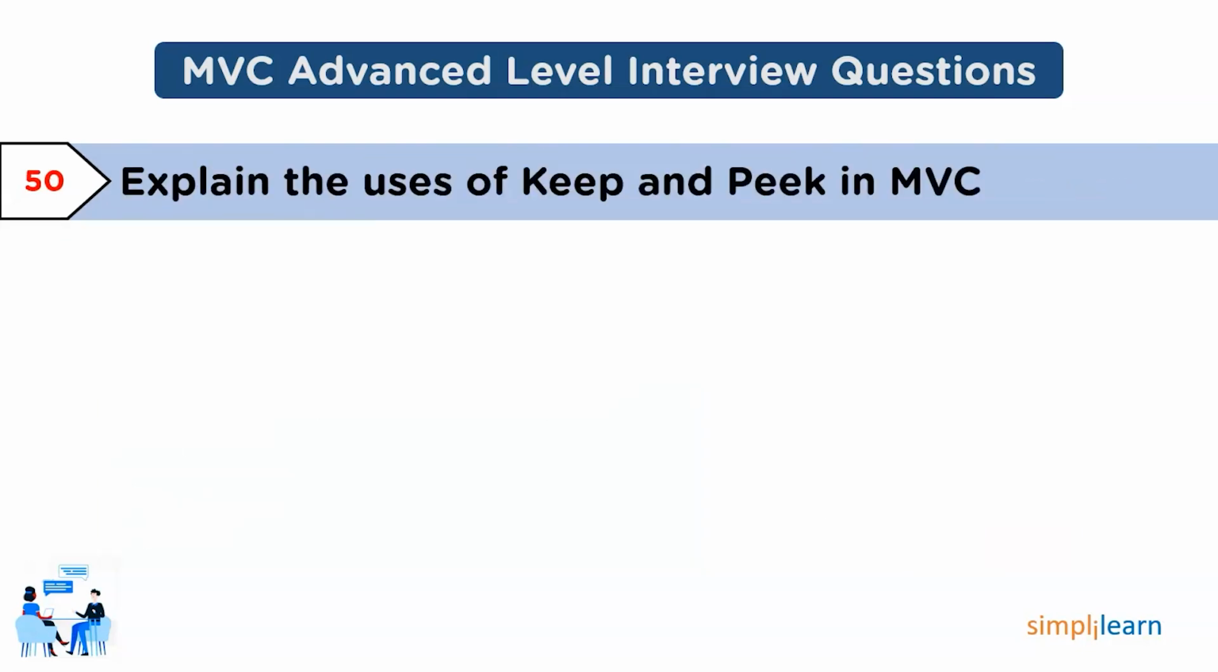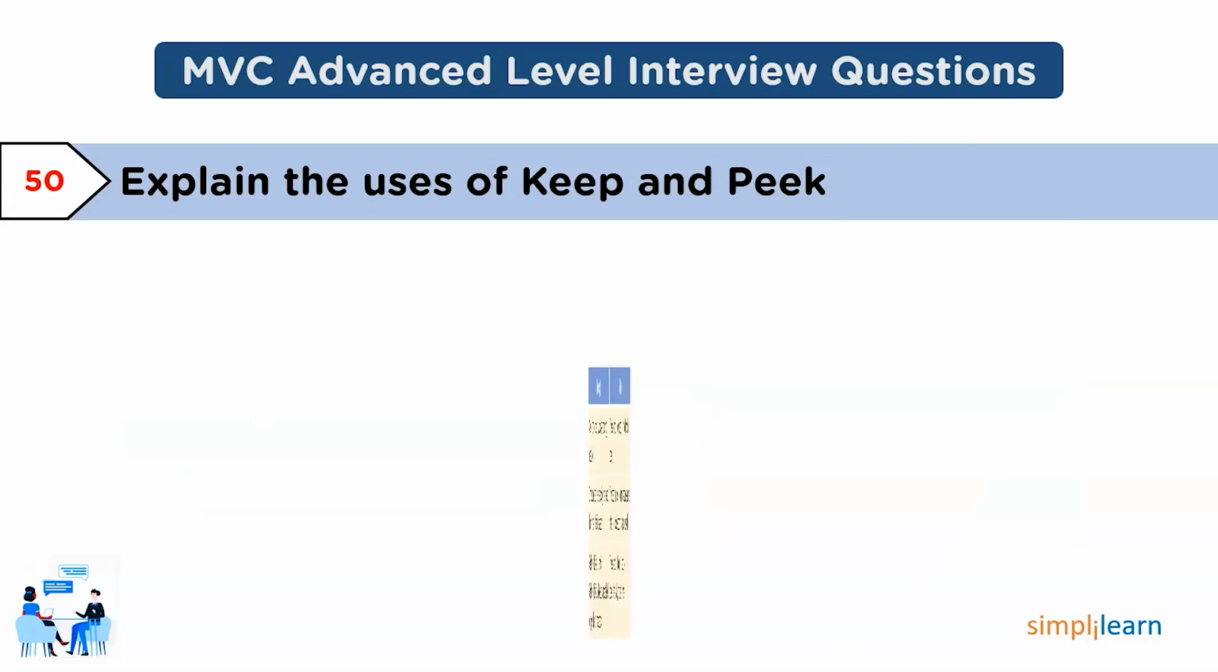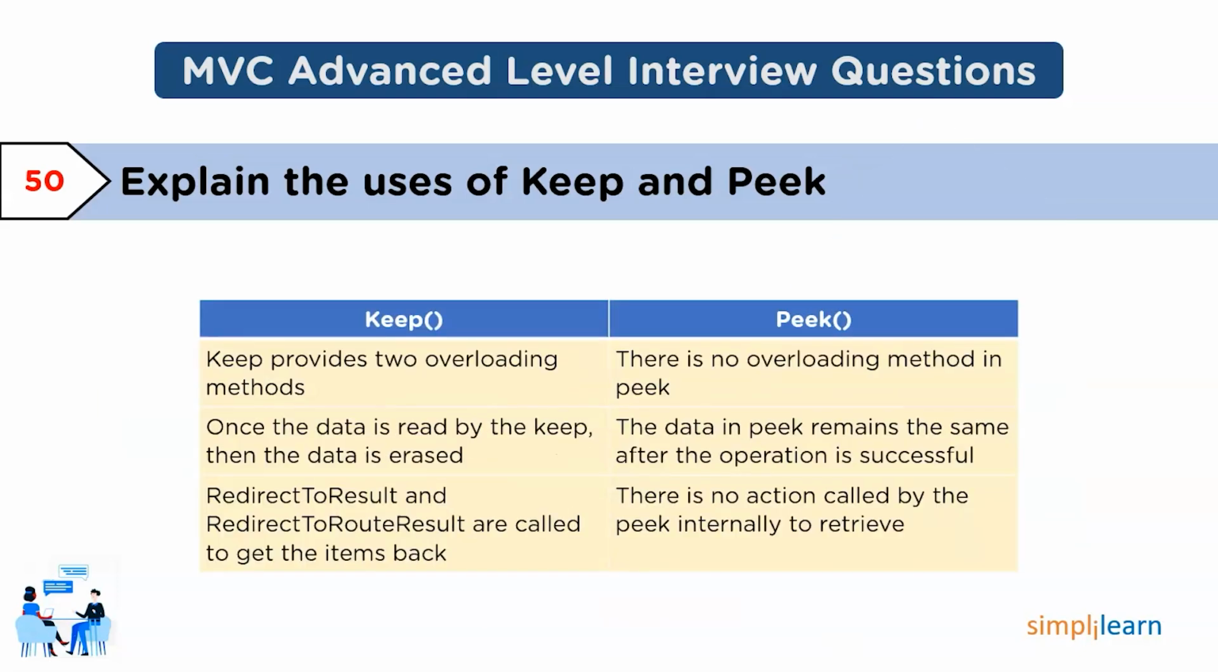Explain the uses of keep and peek in MVC. Keep in MVC is used to preserve the data of temp data after the value is read. Peek in MVC is used to read the value in temp data without clearing the data. Here are some differences between keep and peek. Keep provides two overloading methods, whereas peek provides no overloading method.